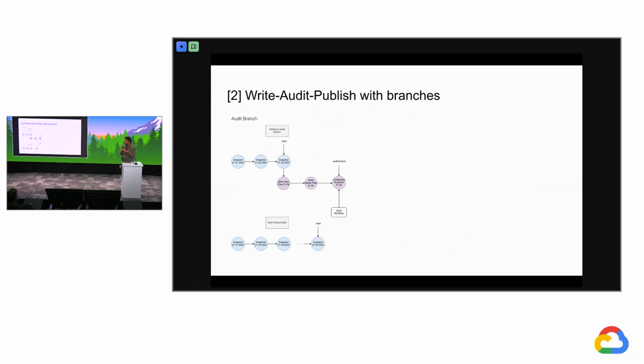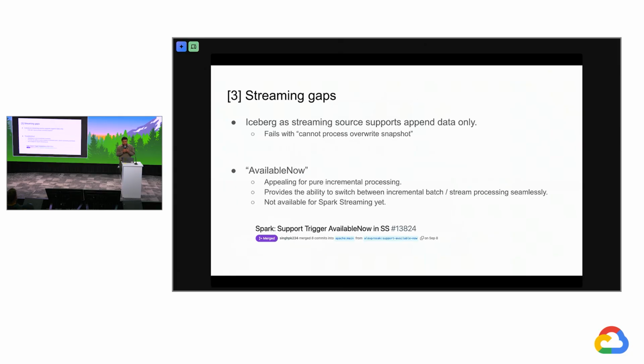The only writer in this particular case will be the ETL job that is responsible for producing the data to that table. And we think that write, audit, publish is the right way to go, and we are working on enabling this. Third is streaming.